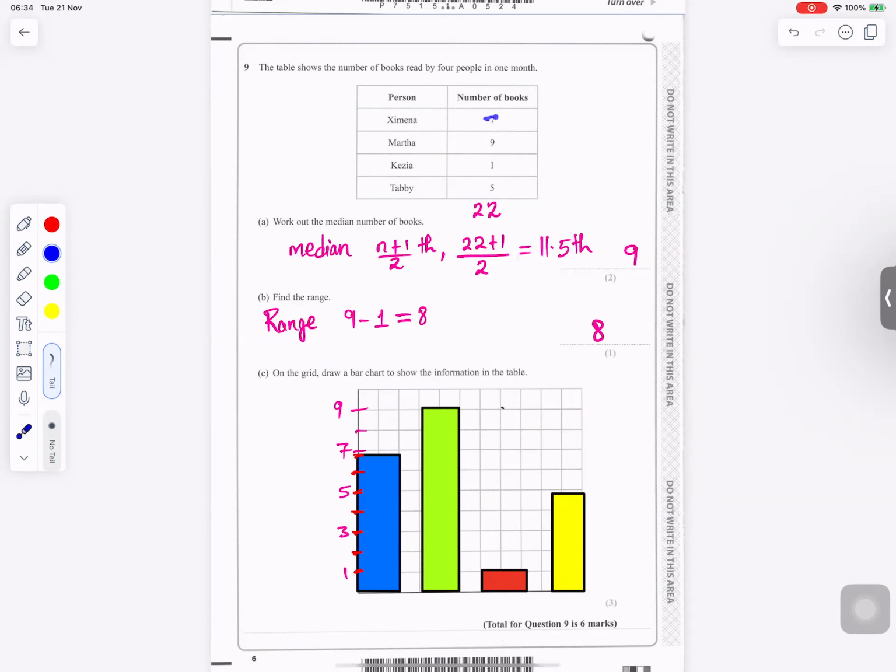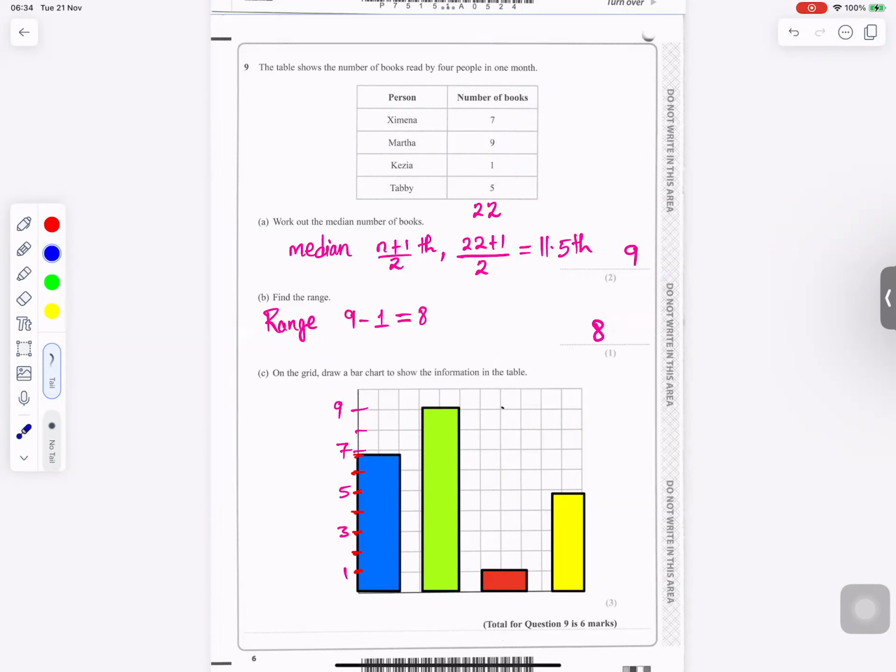So if we go 7 plus 9, that gives us 16. So the 11.5th book will be in that number of books, which will be 9. The range is the biggest minus the smallest. 9 minus 1, it gives you 8.